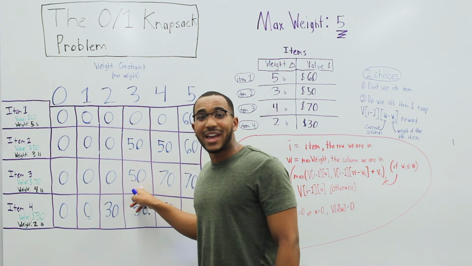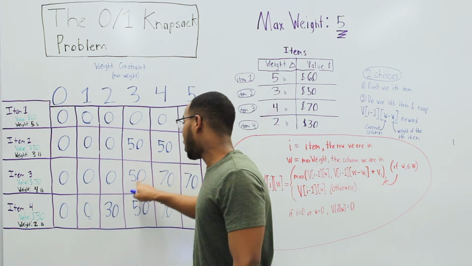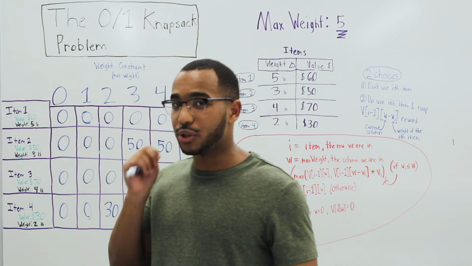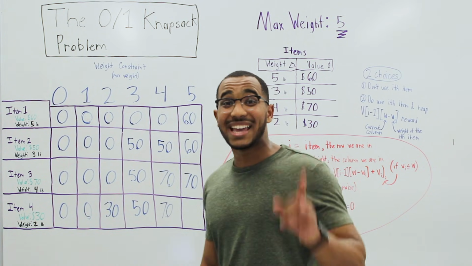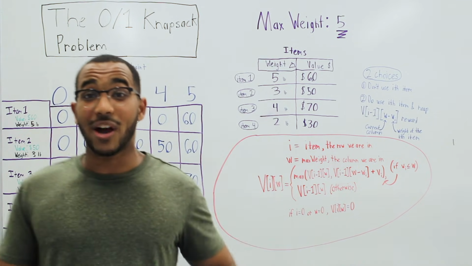So what we know is if we add item 4, now we can add $30 in value. So $30 in value, 80. 80 if we choose item 4. If we do not choose item 4, we can get 70. 80 versus 70, 80. So what is the answer to the question with this?